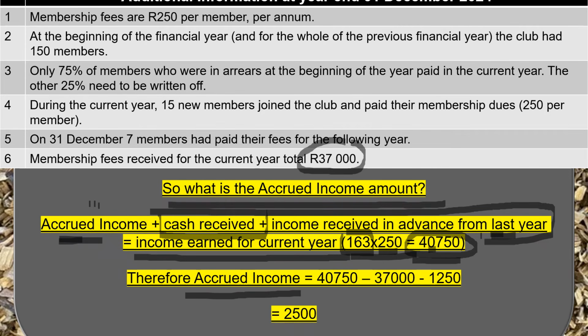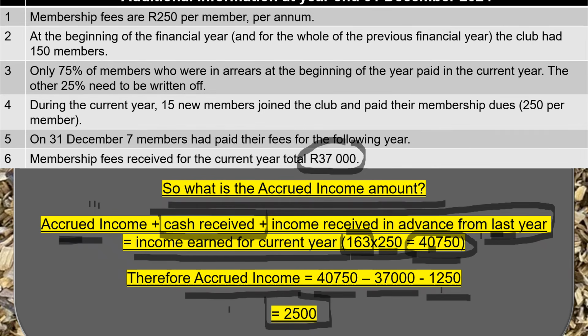Now if I make accrued income the subject of the formula, accrued income is the total income earned minus the cash received minus the income received in advance from the previous year, because it has now become current, and that is equal to 2,500. So that is another way of explaining how to calculate accrued income.